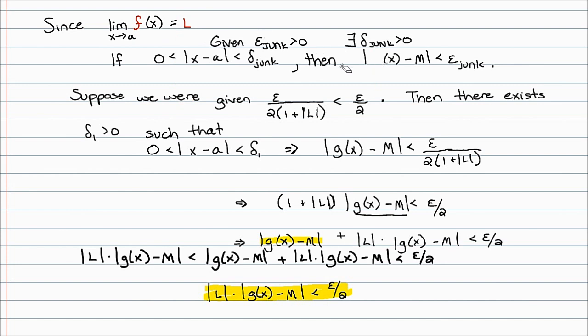Let's go ahead and go through this. This was g, I am now going to replace that with f, and this was m. We could do this, by the way, because we know the limit as x approaches a of f of x is equal to L, and we know that limit exists, so this is just the direct idea here. Suppose we're given epsilon over 2 times 1 plus, not L, let's do this as m. So we're switching letters up here.